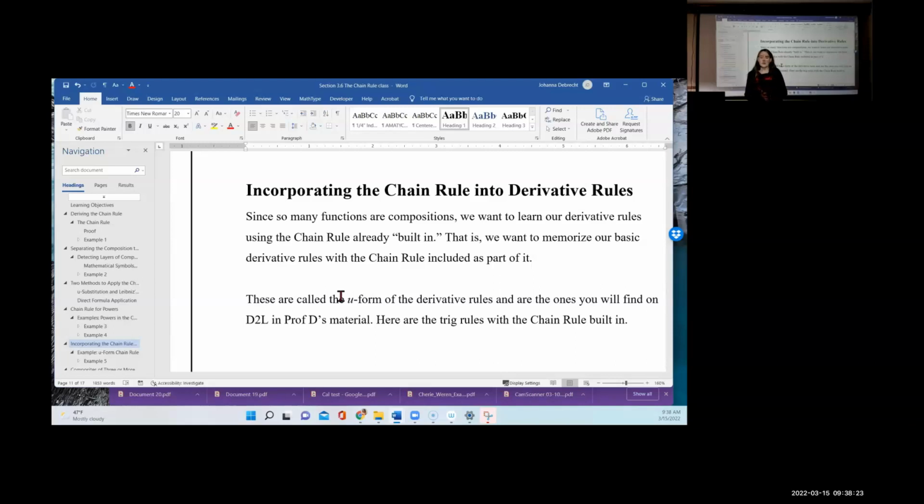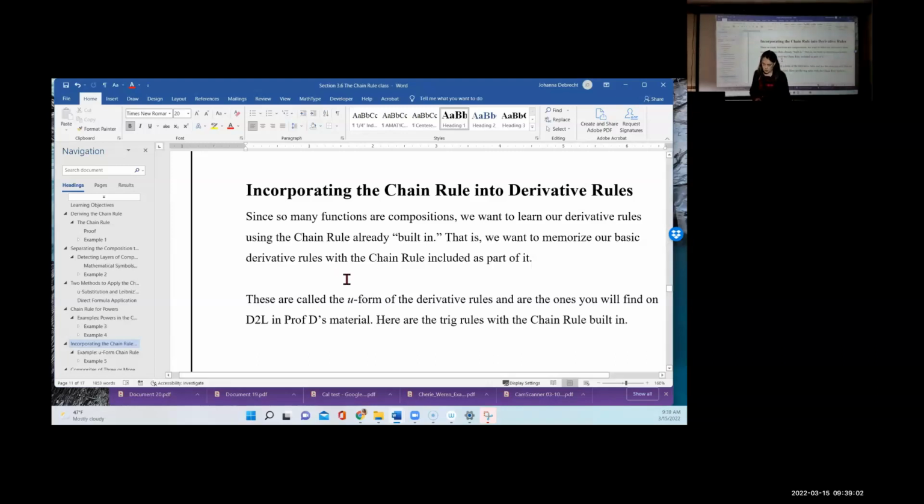What we would like to do is incorporate the chain rule into those derivative formulas so that when you memorize them, the chain rule is already built in. These are called the U form of the derivative rules, and you'll find these on D2L in Professor D's material. There is a section under the Calculus 1 material that talks about derivatives, and in there you'll find a handout on the U form for derivatives. These are the ones you'll find in there.